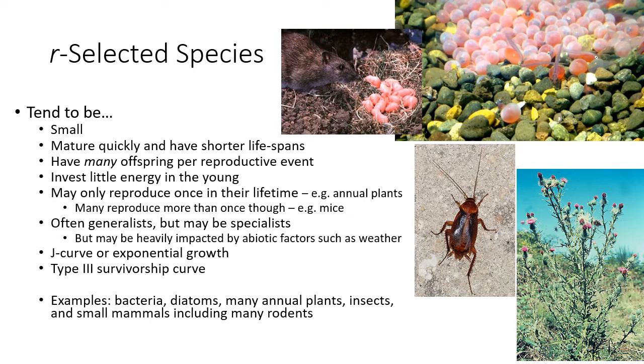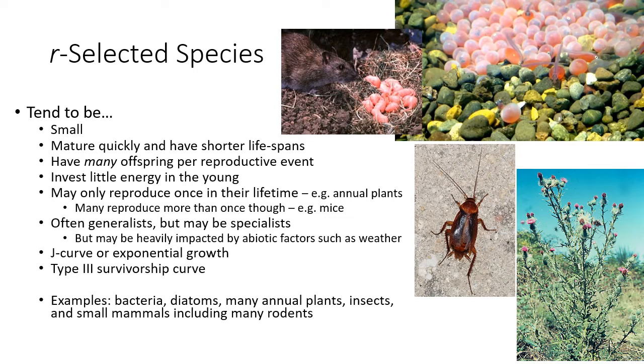We can contrast K-selected species with r-selected species, or r-strategists. These tend to be small compared to their K-selected relatives. They tend to mature quickly and have short lifespans. They tend to have many offspring per reproductive event.